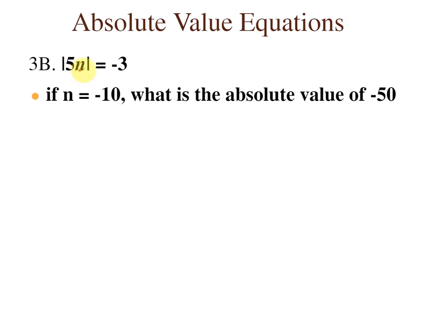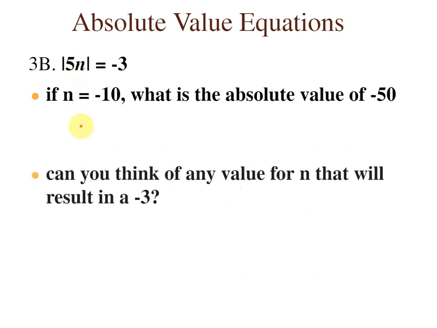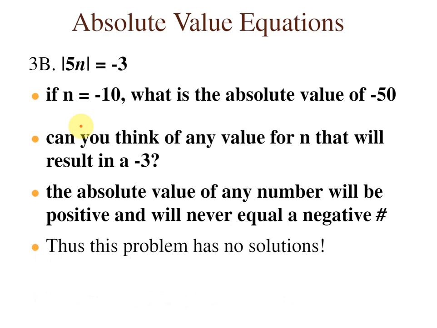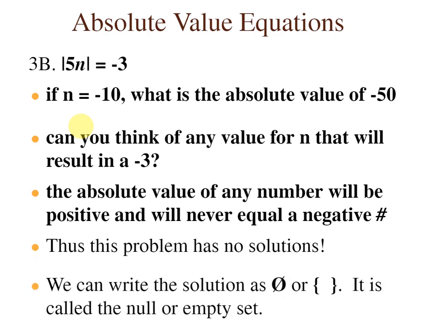It's never ever going to equal a negative number because whatever n is, the last step is to take the absolute value of it. So when you see the absolute value by itself and it's equal to a negative number, just stop. You write the answer is no solution. And we can write that a couple different ways. We can write it as the words no solution, or we could write empty set or the null set.